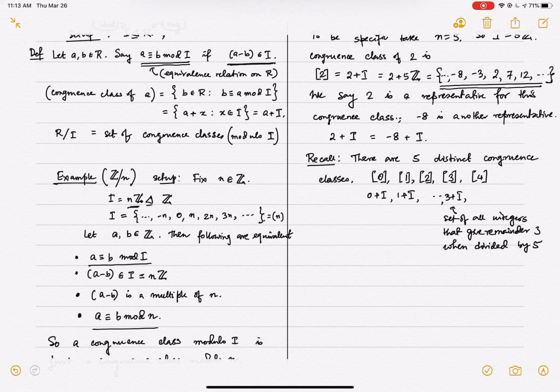The set Z is the disjoint union of these 5 classes. Every integer is in one of these classes and only one, because you know which class it belongs to just by dividing it by 5. It will give you remainder 0 or 1 or 2 or 3 or 4, and you can put it in one of those 5 classes accordingly.